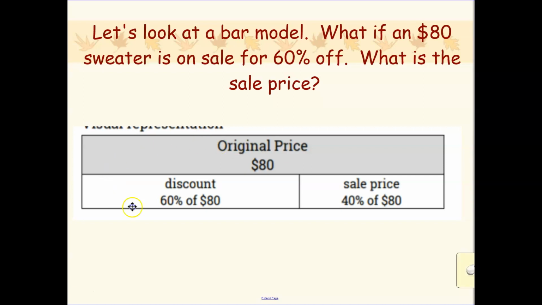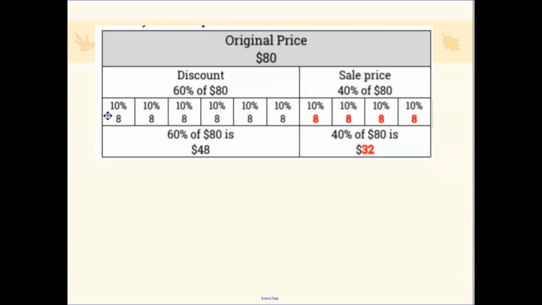Well, if we want 60% off, the rest of it would be 40%. So if we're going to take 60% off, we'd be left with 40%, and that would give us the sale price. So if we thought about breaking it into 10 chunks of 8 to give us the $80, 60% would be 6 of those 8s, and 40% would be 4 of those 8s. And so it would be $48 off, and what we would actually pay would be $32.